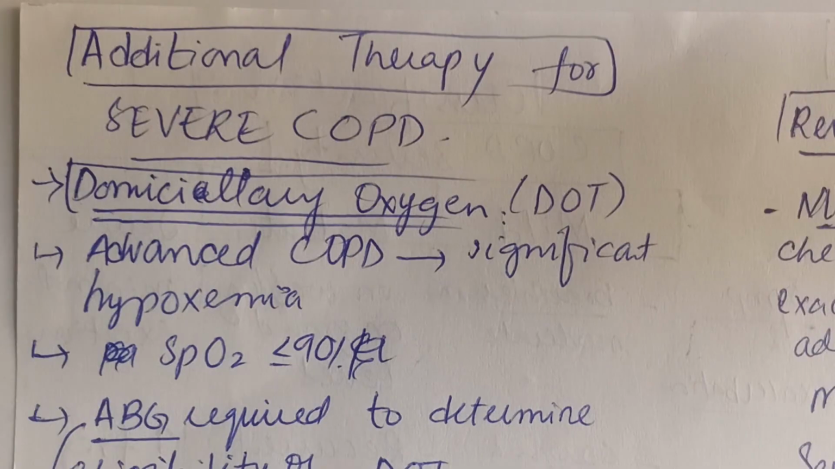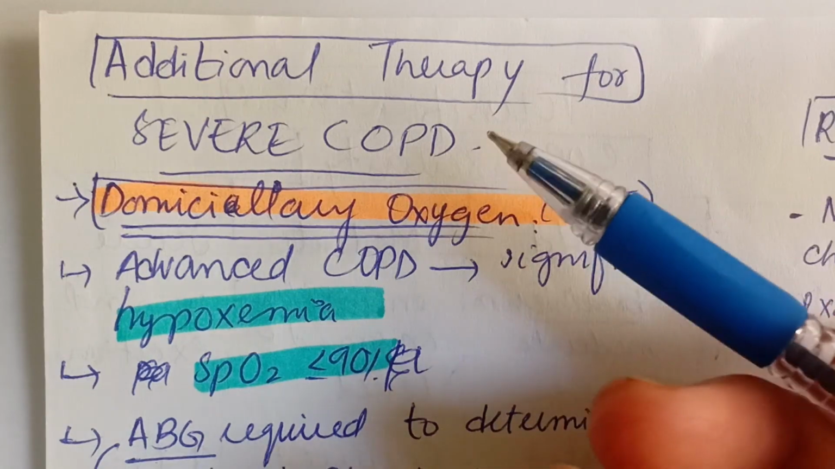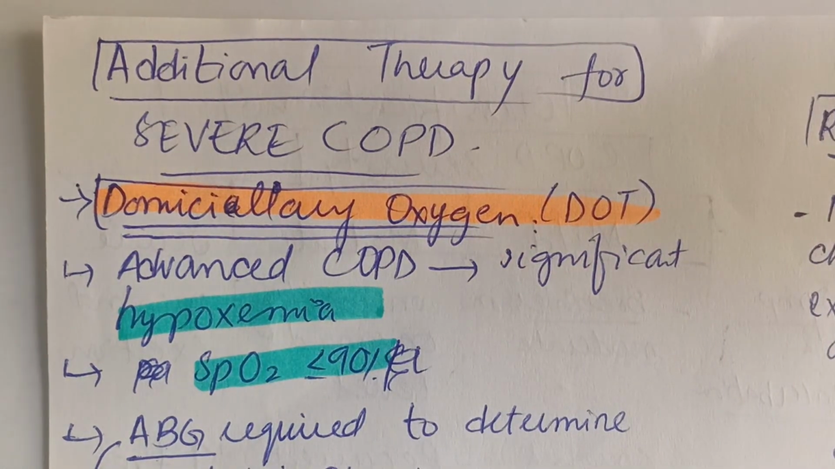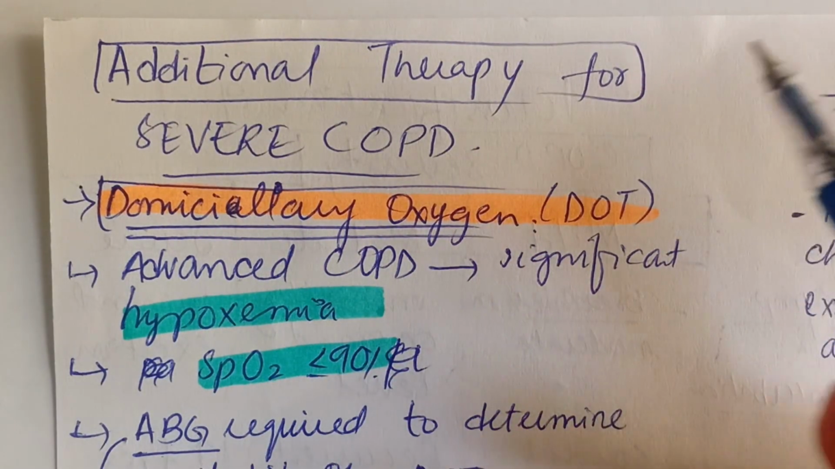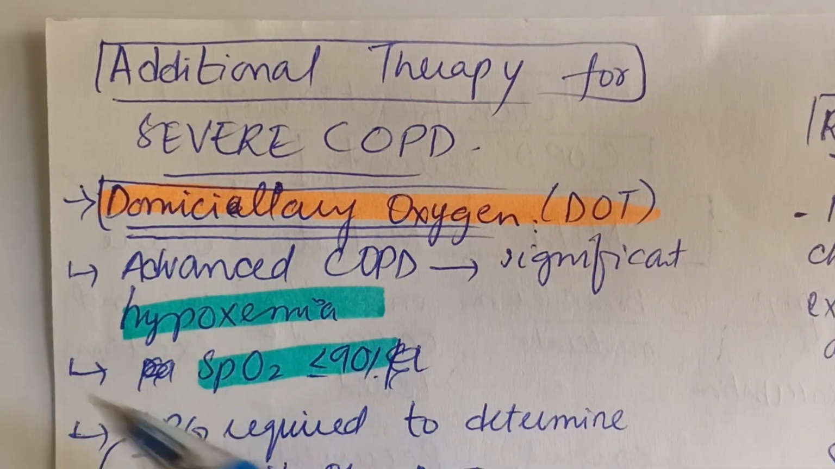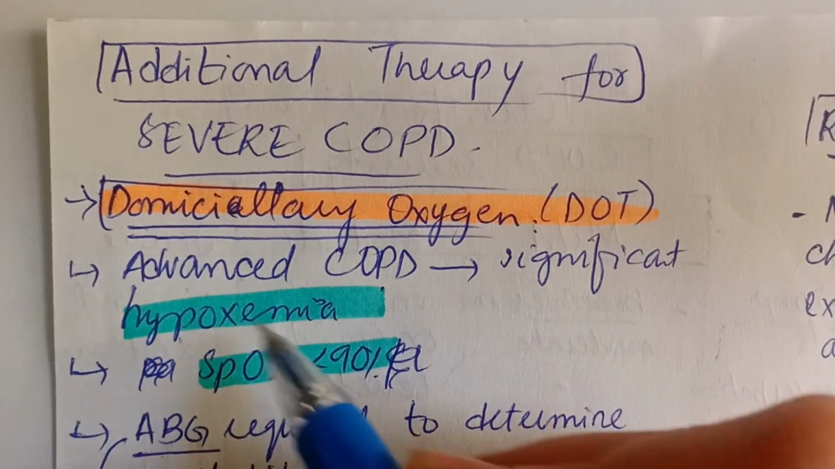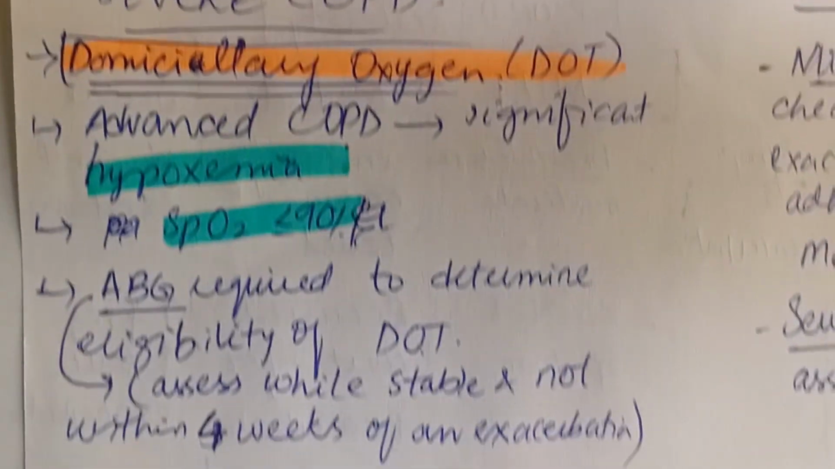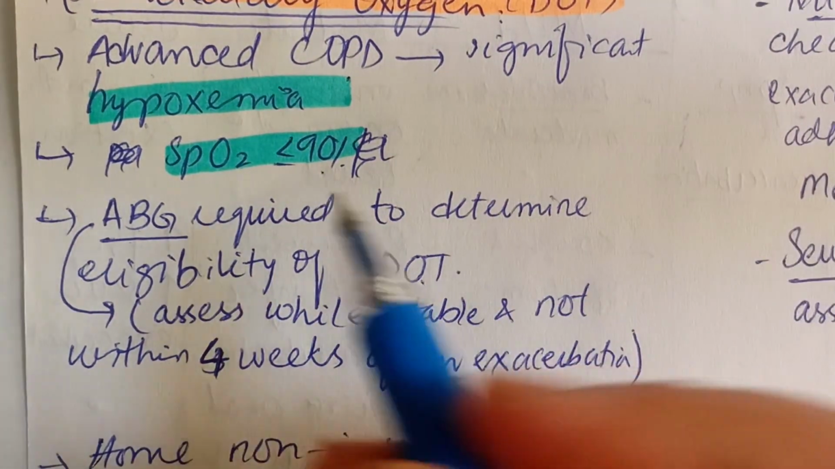We also have the additional therapy for severe COPD. If the patient has not responded or remained symptomatic after the triple therapy, we are going to consider it as severe COPD, and there can be additional therapy for severe COPD patients. We have domiciliary oxygen therapy. It is for the patients who have advanced COPD and they have significant hypoxemia, and the oxygen saturation is less than 90%.